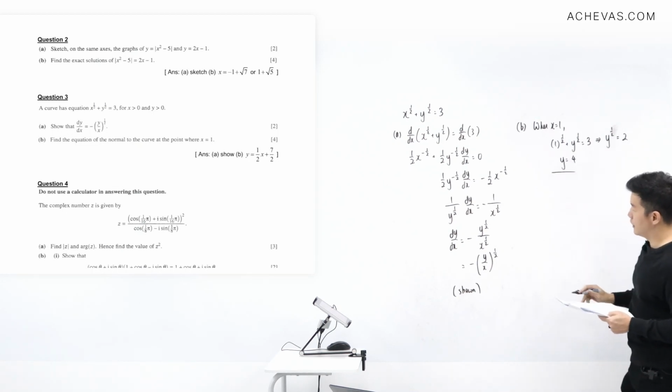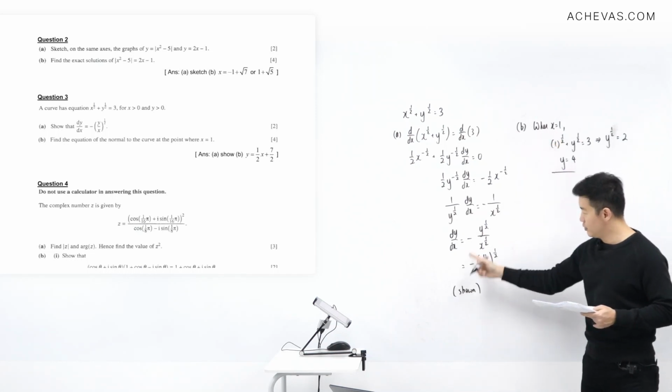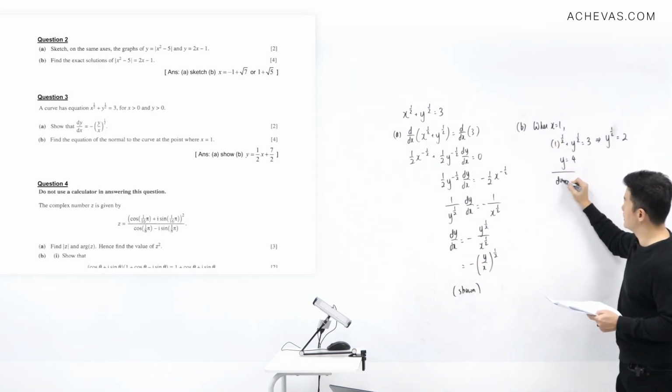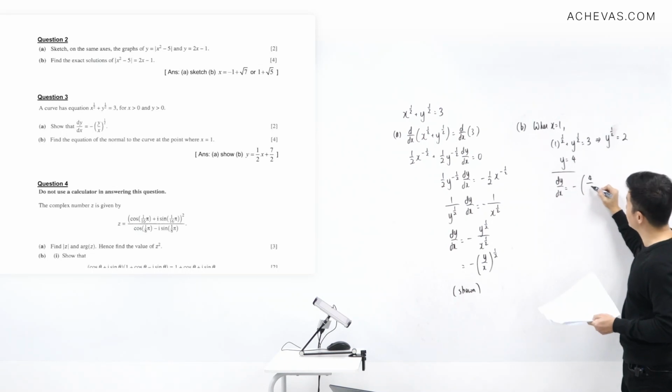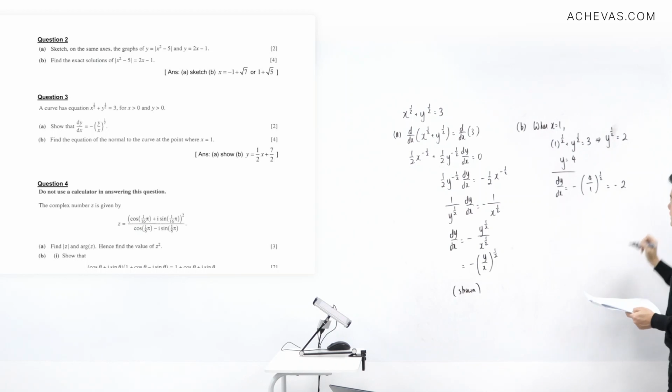Then we're going to try to find out what is the gradient of the tangent when x is equal to 1. So I'm going to make use of this. So dy/dx will be minus the square root of y over the square root of x. Y we know is 4, and x is equal to 1. So the square root of 4 over the square root of 1 gives me a minus 2.